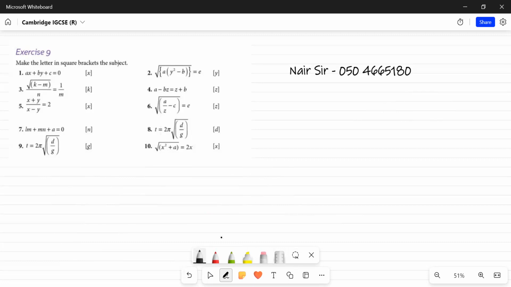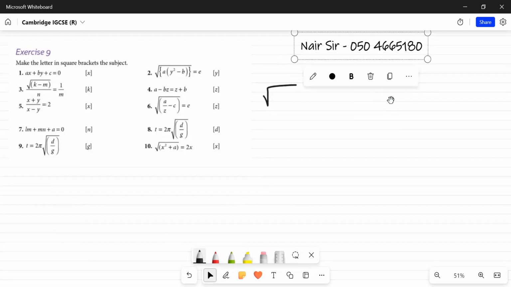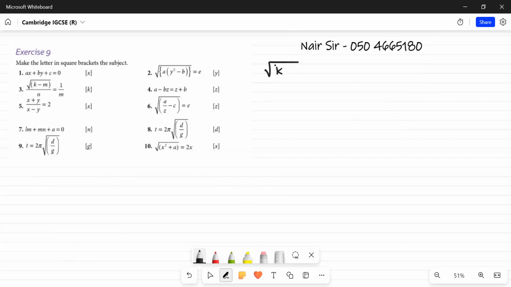Okay, question number 3. Question number 3 tells me square root of a minus m upon n is equal to 1 upon m. Okay, I am being asked to make k the subject. Okay, k is my subject.